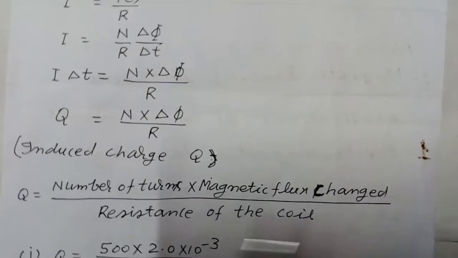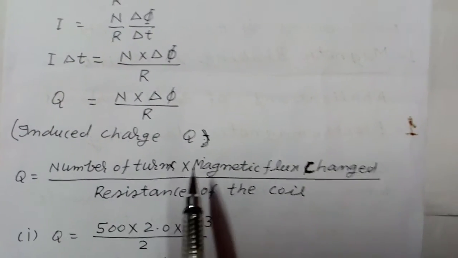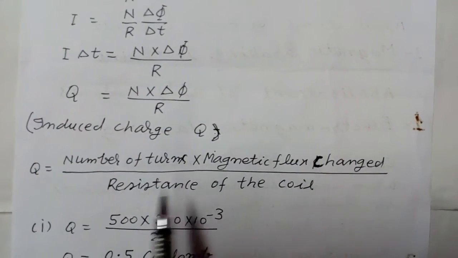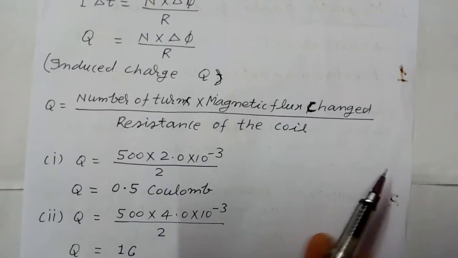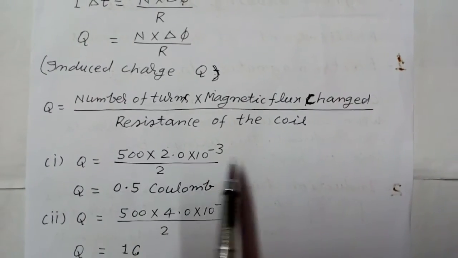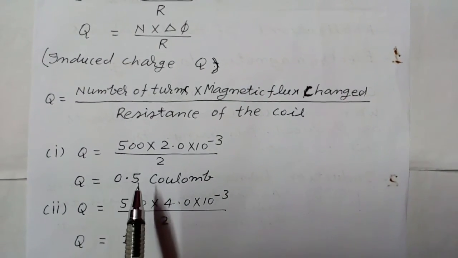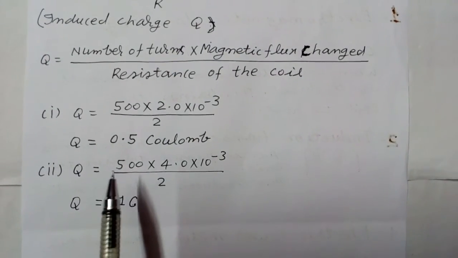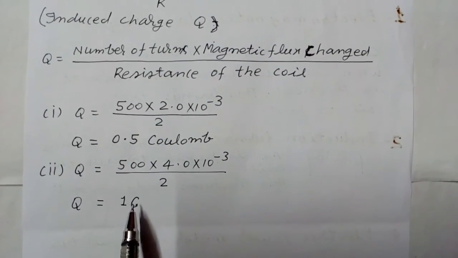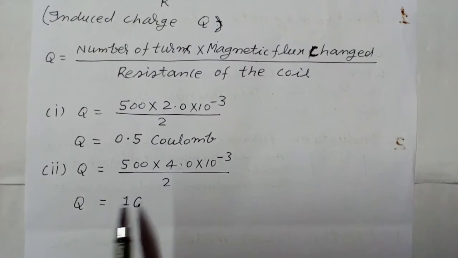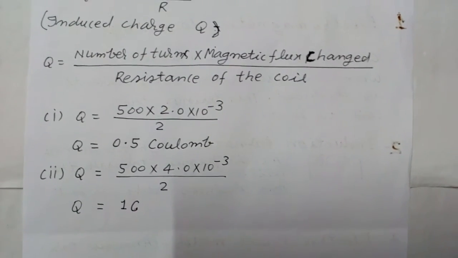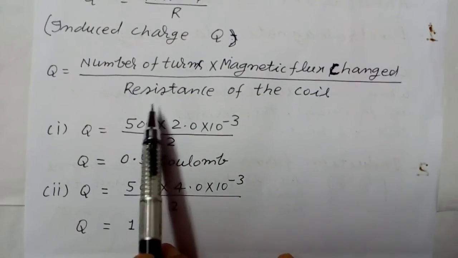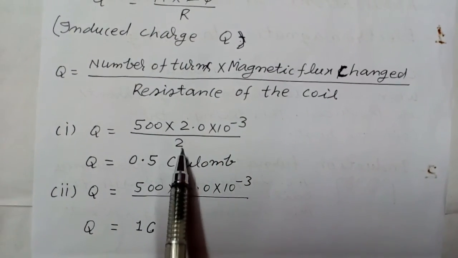So the induced charge is equal to the number of turns multiplied by the magnetic flux changed through the coil upon the resistance of the coil. So in the first case you substitute these values and this charge comes equal to 0.5 coulomb, and in the second case this charge comes equal to 1 coulomb. This is the induced charge which flows through the coil. Here this is the resistance of the coil, which is 2 ohm.